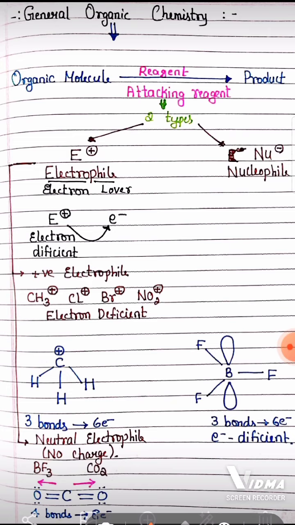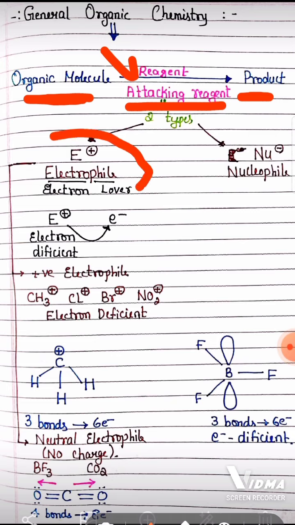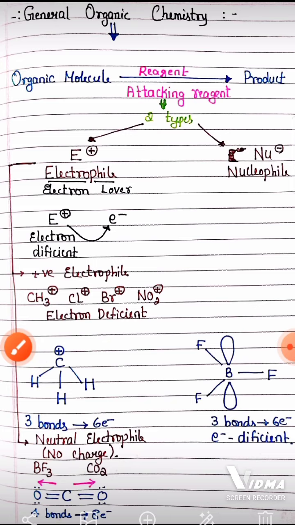Now here in organic chemistry, what we can find is that organic molecules are converted into products with the help of reagents, also called attacking reagents. There are two types of attacking reagents we can find: electrophiles and nucleophiles. Let us learn one by one.